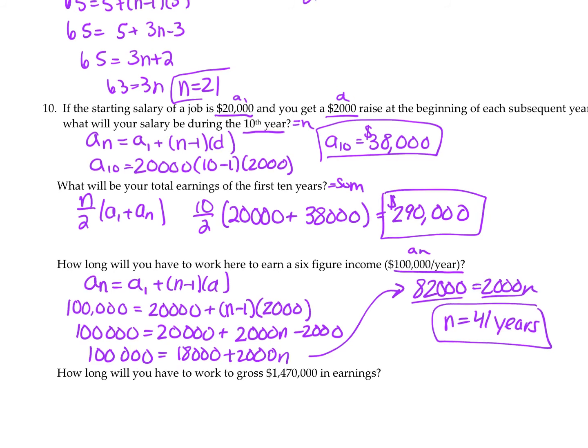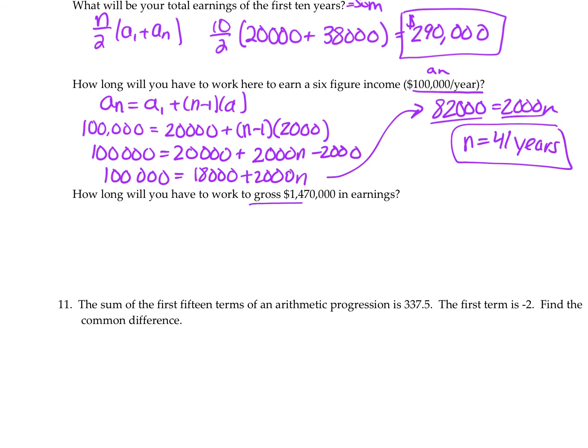So now it's saying, how long will my gross earnings... So gross, again, this is going to be a sum problem. So it wants to know when your sum will be 1,470,000. So I don't know how many years it's going to take, but I know that I'm starting at 20,000. But I don't know how much my income would be after N years because I don't know how long it's going to take.